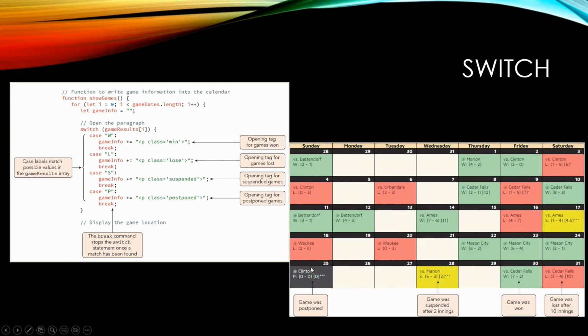So here, for example, I've got a P for postponed. It's a gray. S for suspended is yellow. W is green. And L is red. And then once it finds its case that it matches, it does do a break after, which just takes it out of that switch.